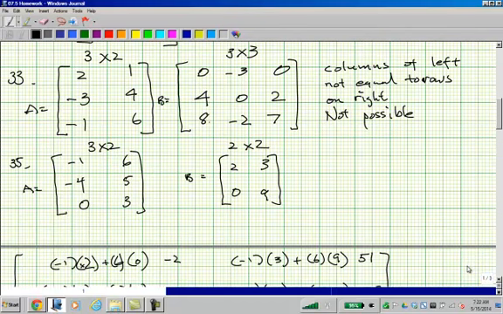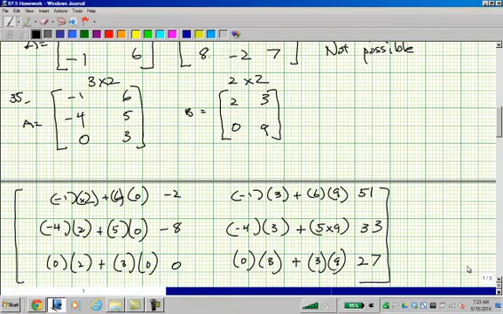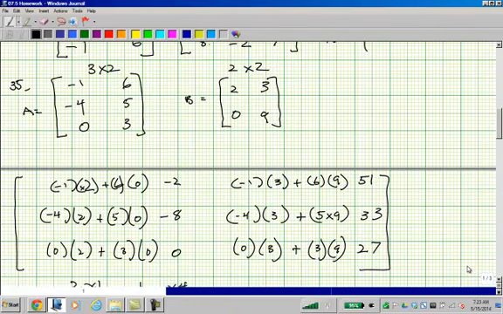Okay, 35. We got a 3 by 2 and a 2 by 2. The columns on the left match the rows on the right. Therefore, multiplication is possible. You can see the inside numbers 2 and 2 match, and the dimensions of the product matrix is going to be 3 rows by 2 columns, 3 by 2, the outside numbers. And then down here I detail all the mathematical operations.